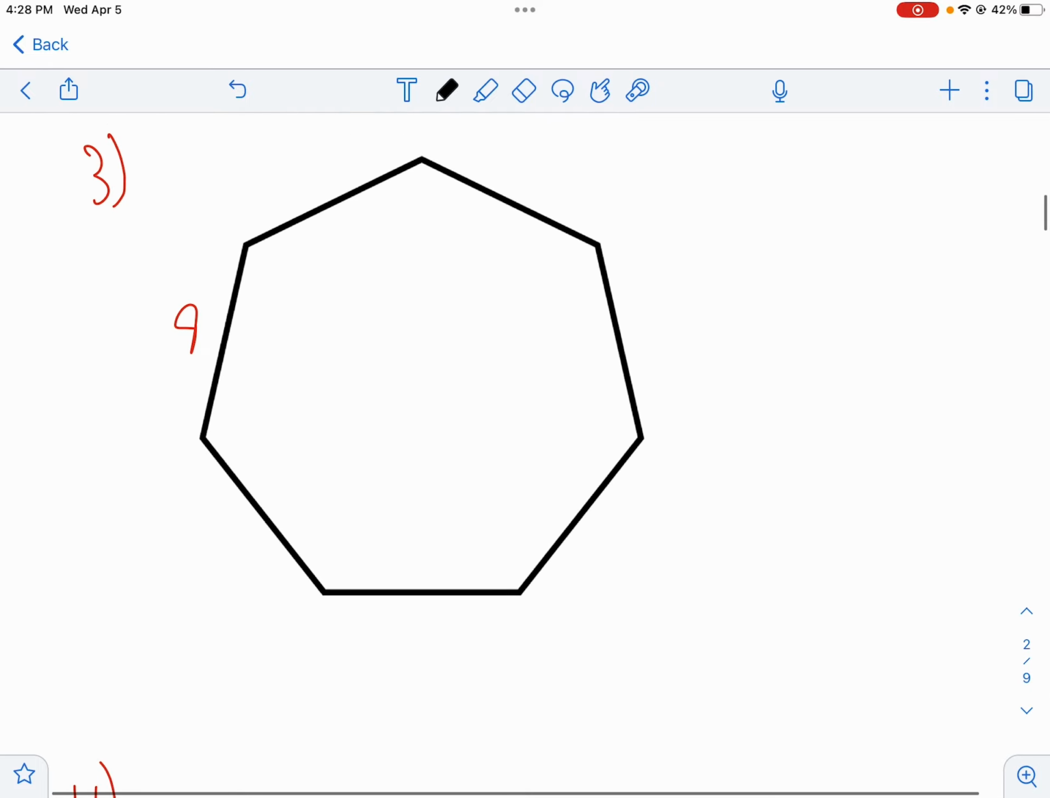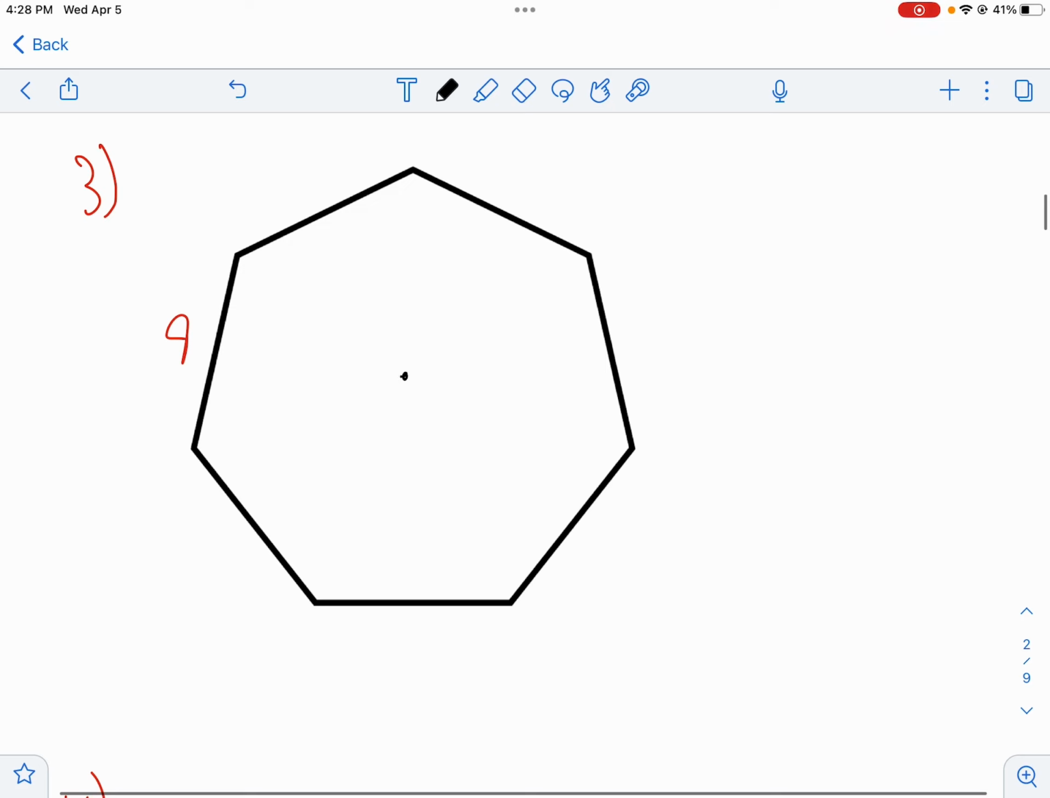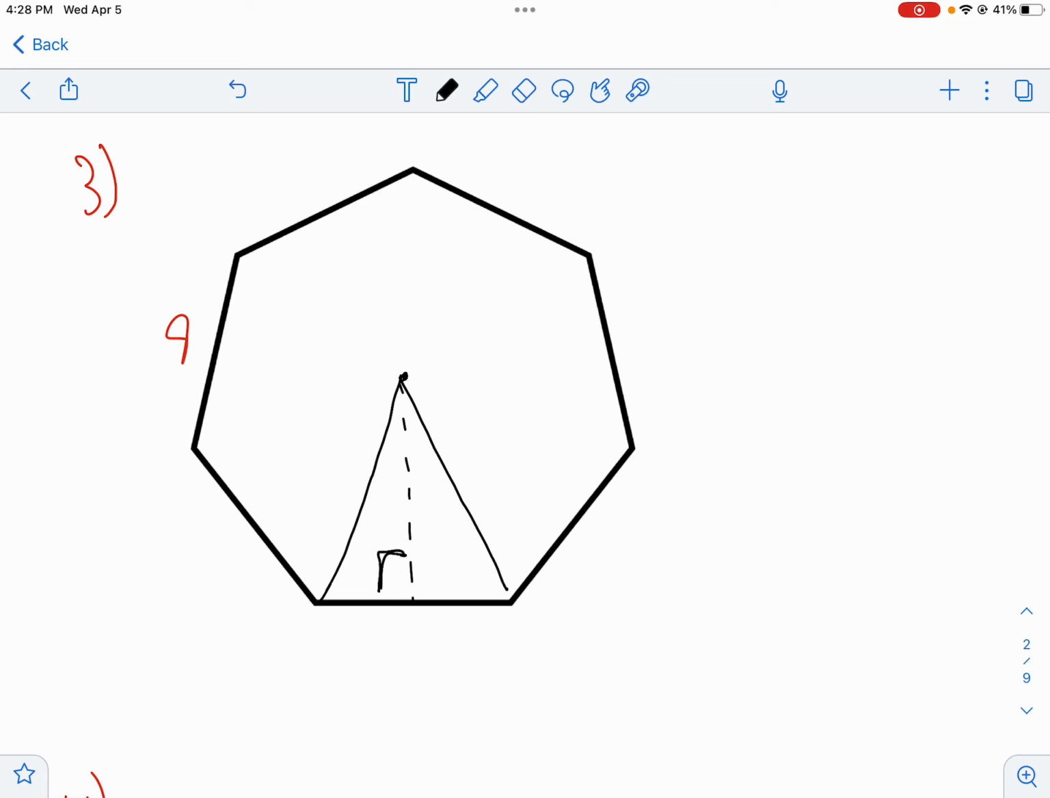Next one, number 3. Find the area to the nearest tenth. So let's draw my center and some radii from the beginning. Draw an apothem, perhaps. Right angle. I know that this is 4.5, so this is just like the last one. My area is 1/2 times the apothem times the perimeter. We've got 7 sides. 9 times 7 is 63. So my perimeter is 63. That's how I know this side is 4.5.